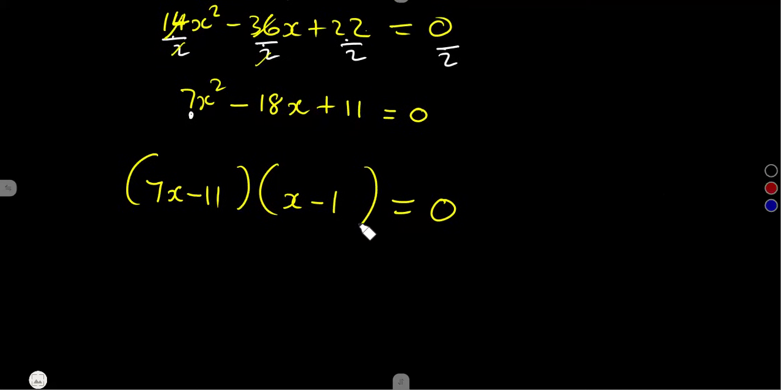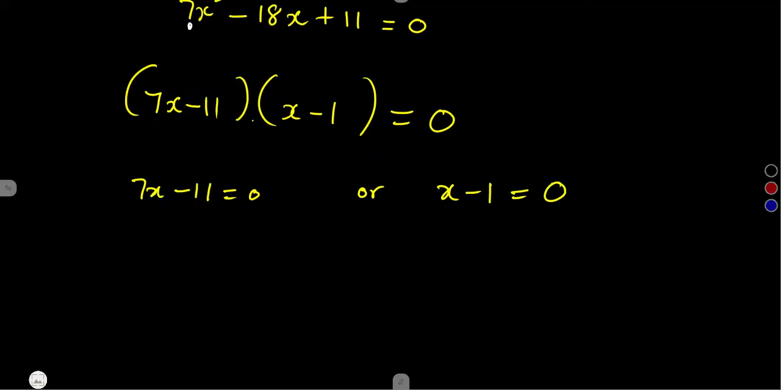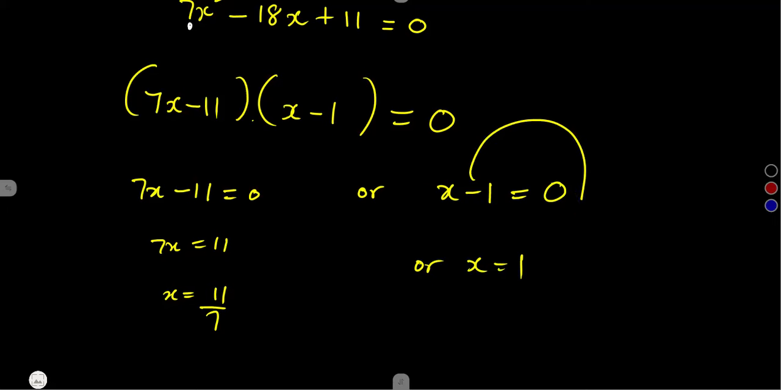So for x, from the two brackets that we are given, one of these must be equal to 0. So we're going to have 7x minus 11 is equal to 0, or x minus 1 must be equal to 0. So we can solve for x. The minus 11 to the other side becomes positive, so 7x is equal to 11. You divide by 7. No problem. Or x is equal to positive 1, because if we take the negative to the other side, it gives us a positive. So these are the values of x.